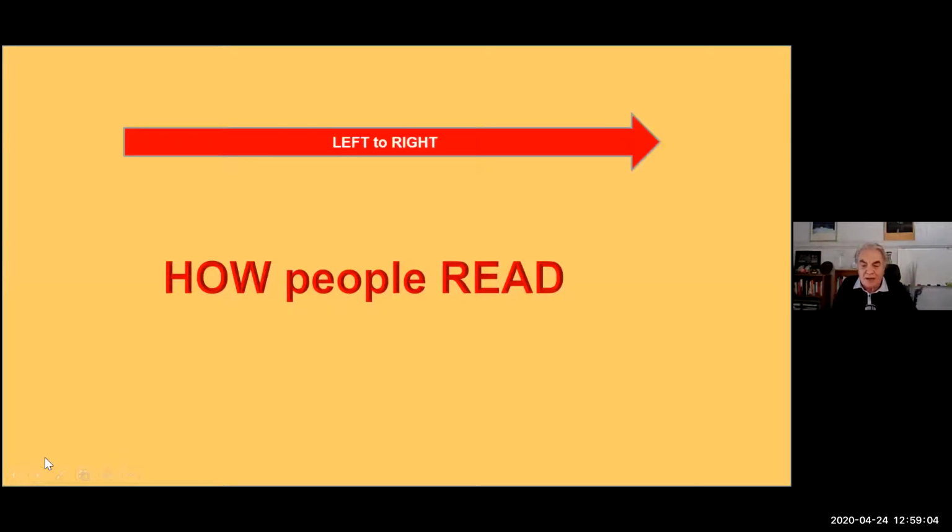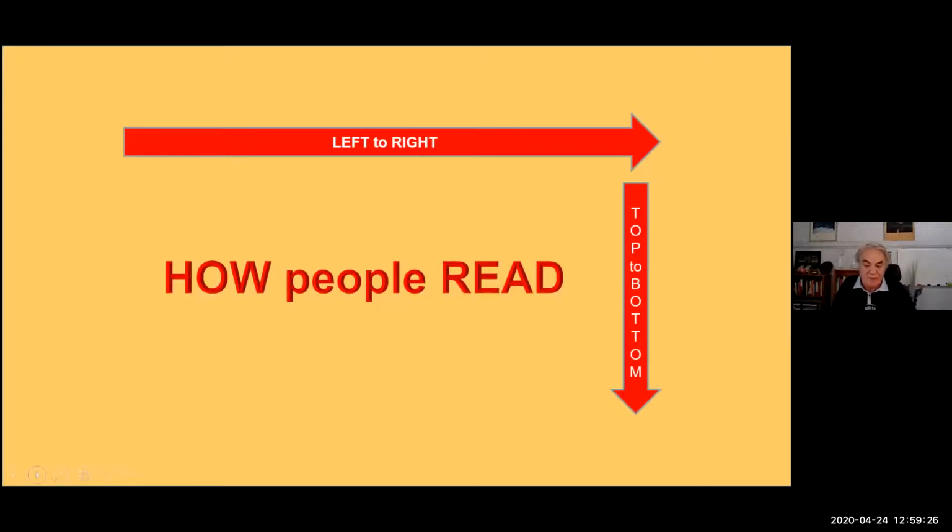You need to remember how people read. And for most of the people we'll be speaking to, they will read from left to right and then from top to bottom. And you need to always remember that whenever you're putting any information in front of them, because you need to make sure that the order in which they are reading it suits your particular purpose.